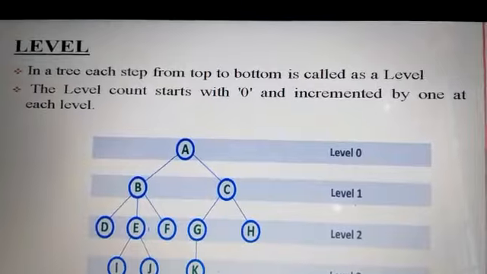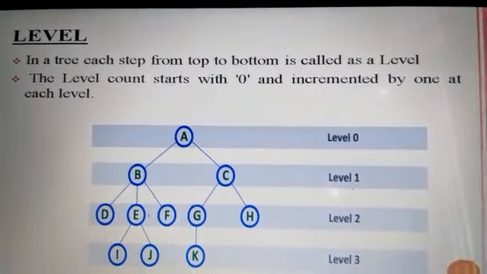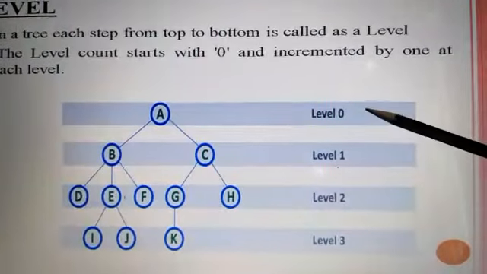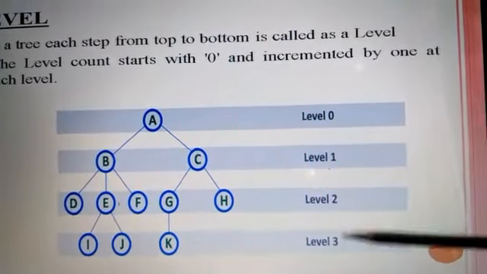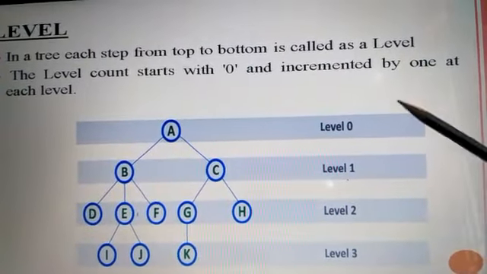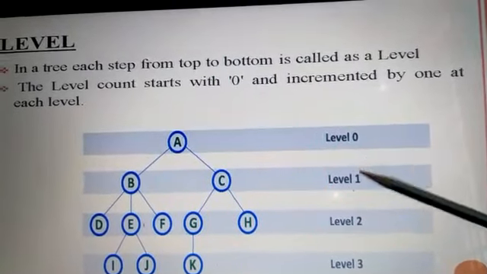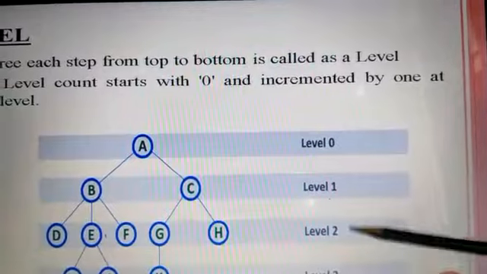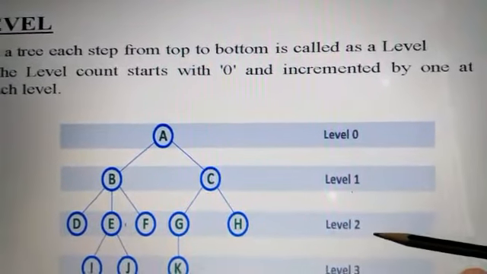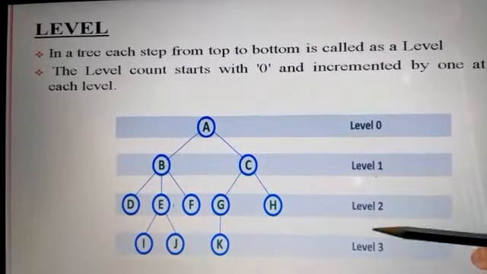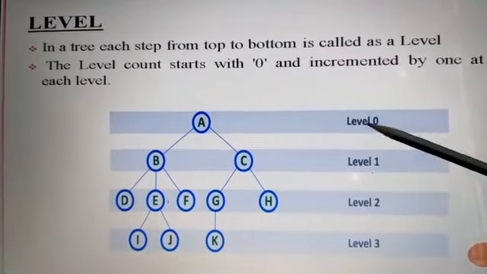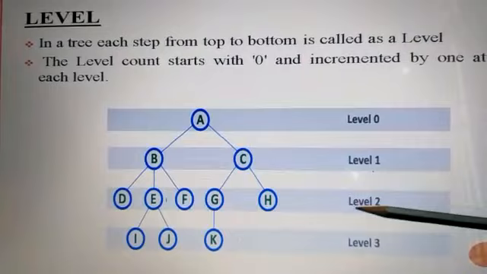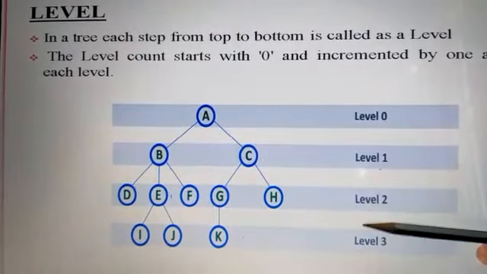Then levels refer to each step from top to bottom. The level count starts at 0 and is incremented 1 by 1. The child of a particular node is at the next level, and the levels are incremented one by one. Root node is level 0. The next nodes, the children, are level 1. The next subchildren are level 2 and so on.